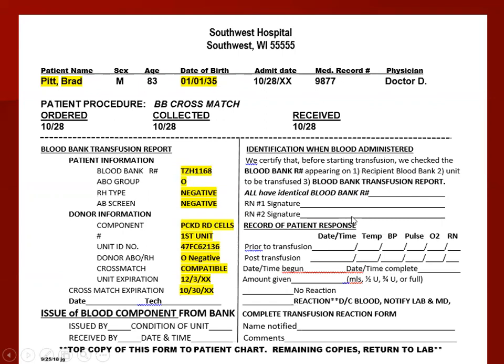You're going to have your signature, the second nurse that verified with you, and then your pre-transfusion vitals and your post-transfusion vitals. What date and time did it start? When did it stop? How much was given? And then was there a reaction that occurred? It then tells you what you need to do if something happened and who you notified and everything. So it kind of walks you through what you need to do.